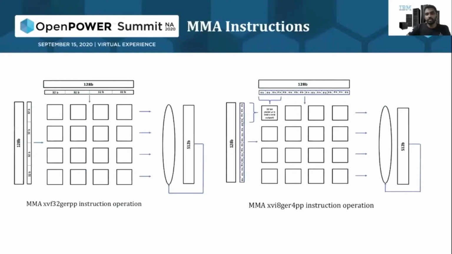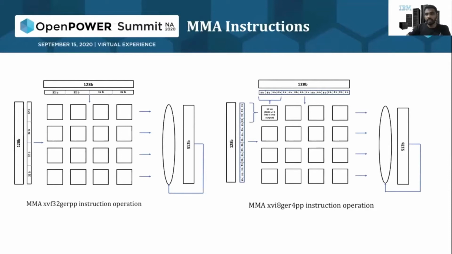This slide gives you two examples of how MMA instructions operate. The first picture shows how an FP32 MMA instruction will operate. This instruction takes 2 128-bit values as inputs. Input 1 has 4 32-bit values. Input 2 has 4 32-bit values. Each of these 32-bit values will get multiplied with each of the other 32-bit values to generate 16 32-bit outputs. This, in turn, will get accumulated into the accumulator register. We can loop on this operation till the entire math function is complete.